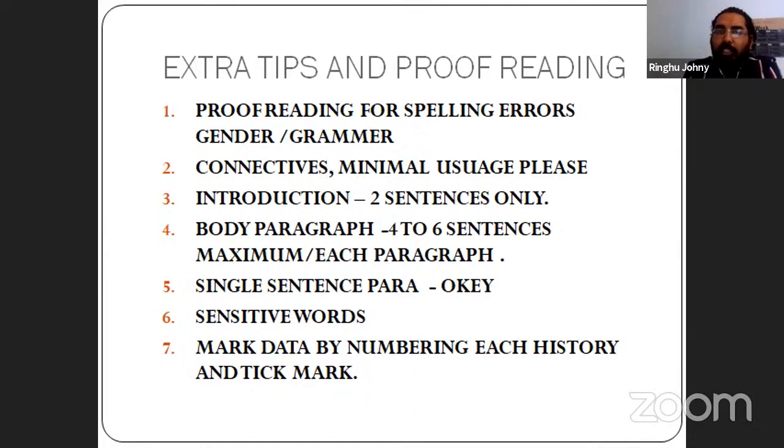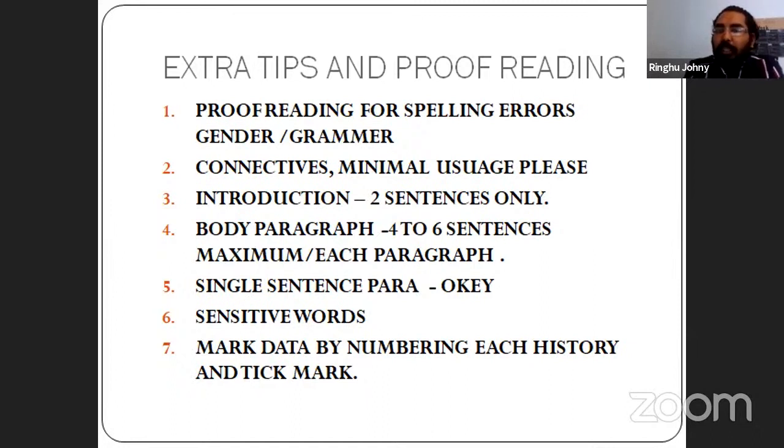Then introduction, always two sentences. Body paragraph, always make sure that you have 4 to 6 sentences, maximum 6 sentences in each paragraph. Do not go long about each paragraph. Try to make it simple. Even a single sentence in a paragraph is still okay. If you don't believe me, go to the official sites and have a look at the examples provided there. Then we have sensitive words like overweight, try to use BMI, or suicide, you can write self-harm. So we need to be careful.